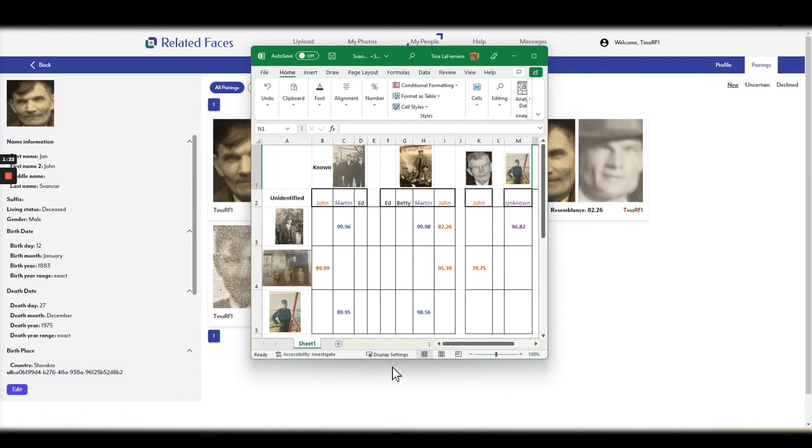So I hope this tutorial has helped you understand how utilizing the Relatd Faces Resemblance numbers and a spreadsheet grid can help you figure out who is who in your unidentified photos.